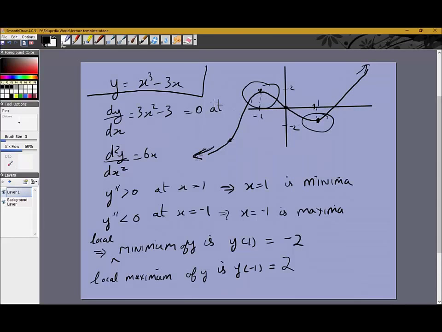How did we get that? We calculated dy by dx, and we know that dy by dx has to be 0 at all local maximum or minimum values. Then we found out that x is equal to 1 or minus 1 are maximum or minimum values, or they could have been the point of inflection as well. Then we calculated the double derivative. If the double derivative is positive, it's a minima. If the double derivative is negative, it's a maxima. And if the double derivative happened to be 0, then it would be a point of inflection. This completes maxima and minima and hence application of derivatives.